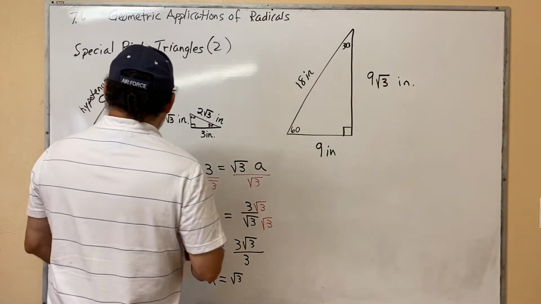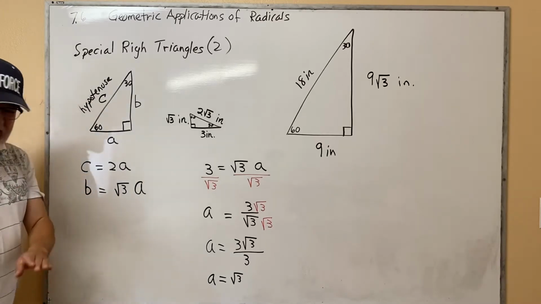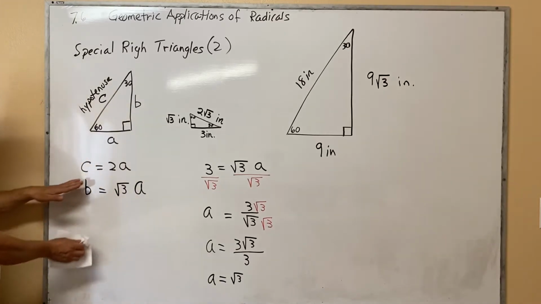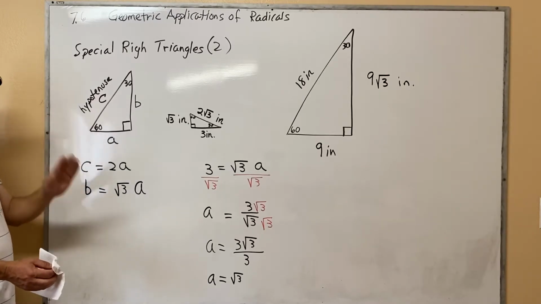Let me give you the 45, 45, 90 right triangle. So these equations you can use for the 30, 60, 90 right triangle.